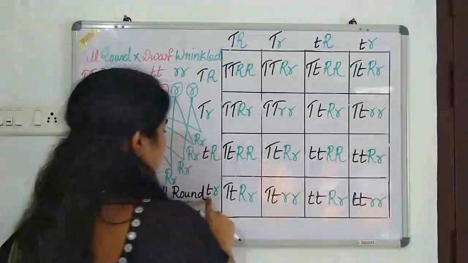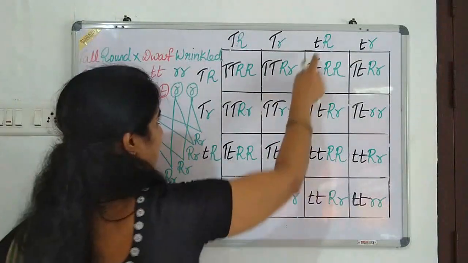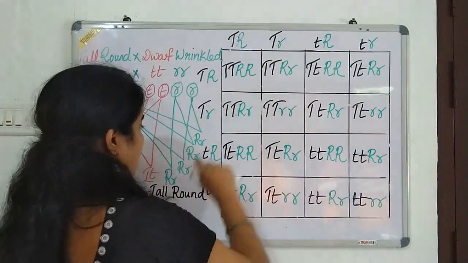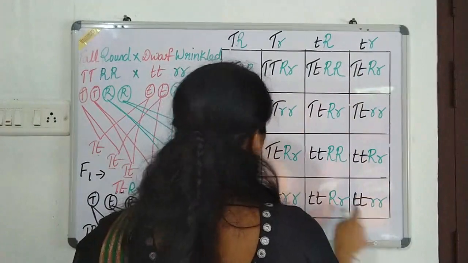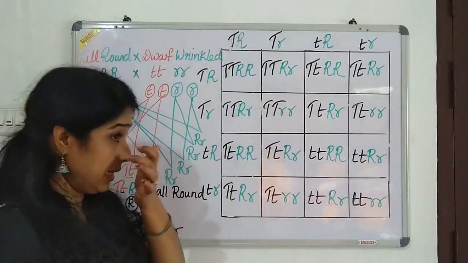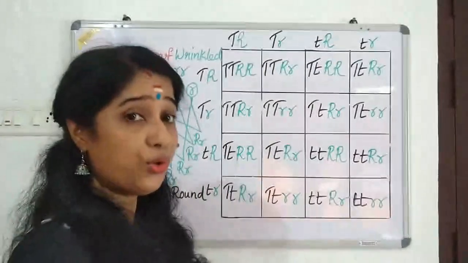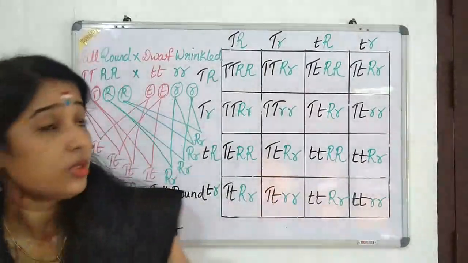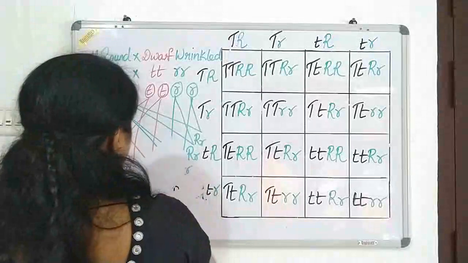Here small t, capital R, small r. And here both t's are small and both r's are also small. Hope this is clear. And now we can move on to how to find out which are the characters here.